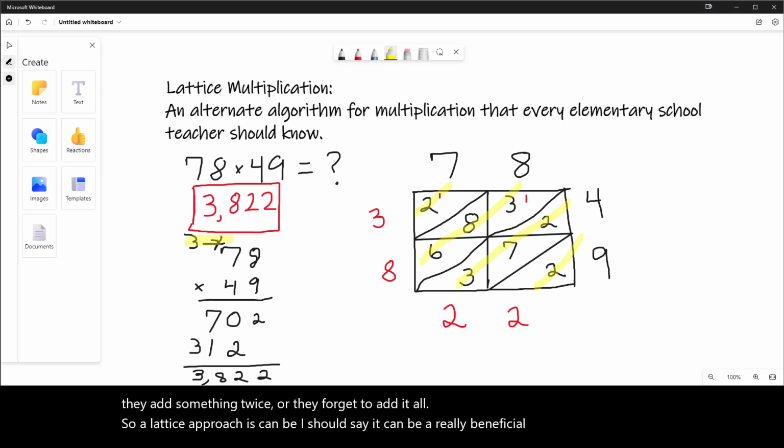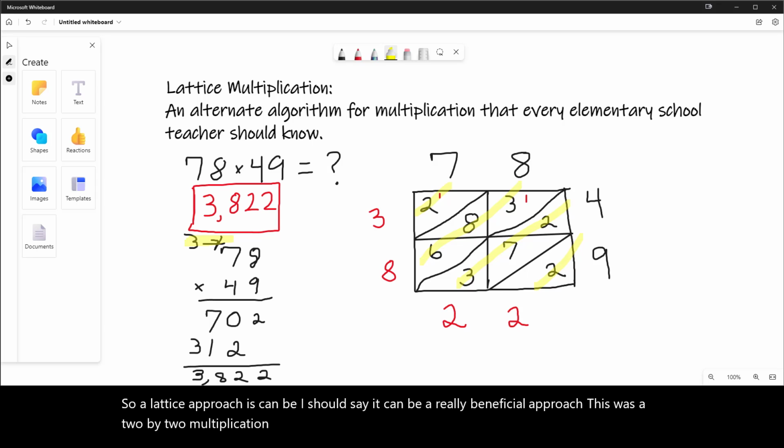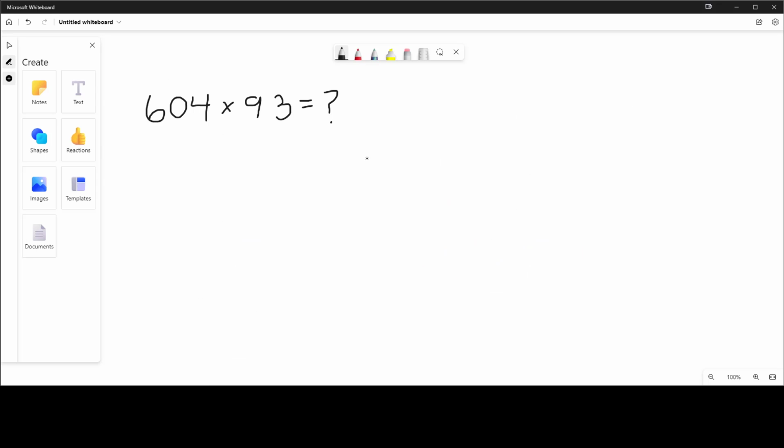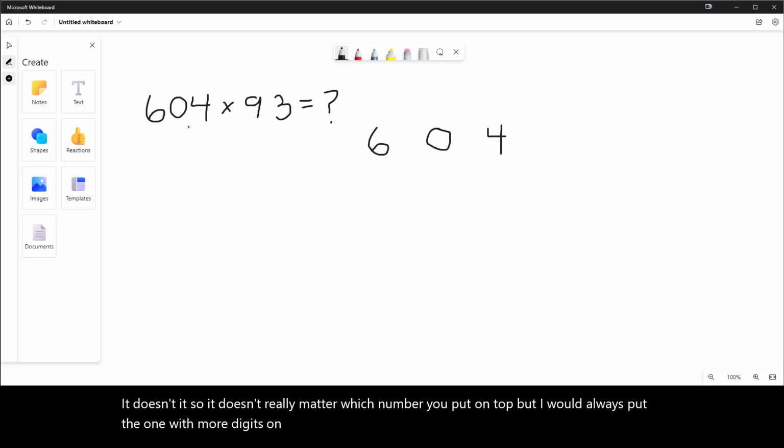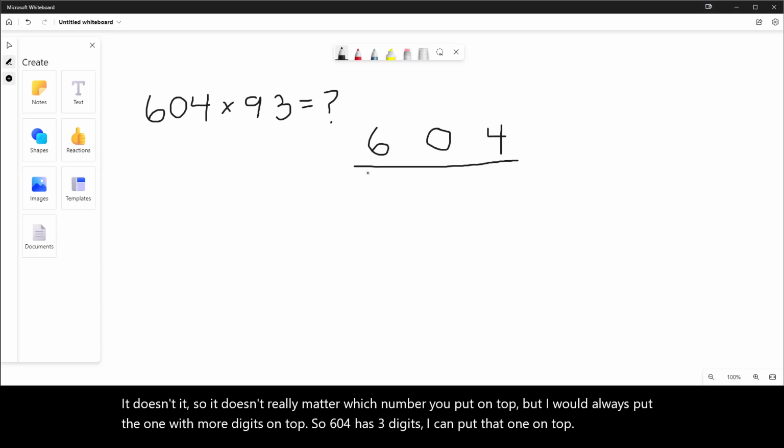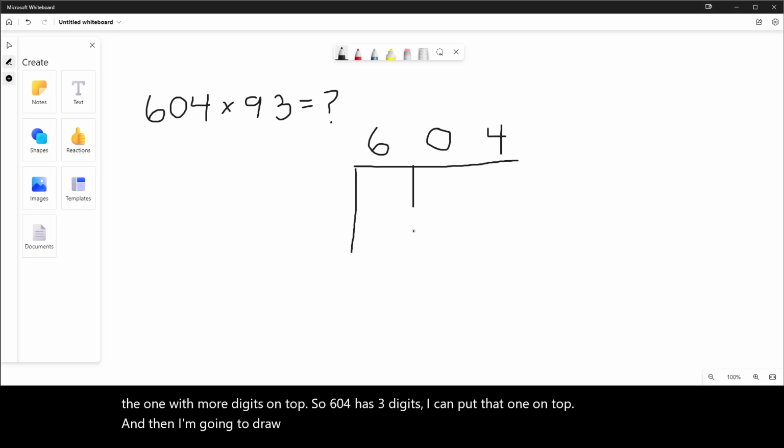This was a 2 by 2 multiplication problem. Let's do 3 by 2 as our next one. So 604 times 93. And again, I'm going to pick one number to put on the top. It doesn't really matter which number you put on top, but I would always put the one with more digits on top. So 604 has 3 digits, so I'm going to put that one on top. And then I'm going to draw my columns.